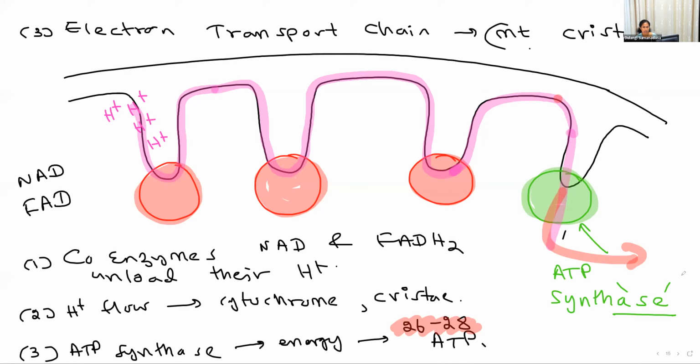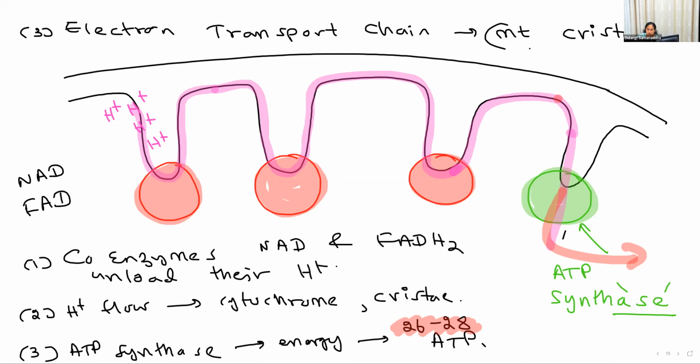If something happened to the electron transport chain, you're losing 26 to 28 ATP. That's a very big number. This is a significant number, right? Compared to the 2 ATPs previously produced in each stage, this is very big. Is the third point clear?